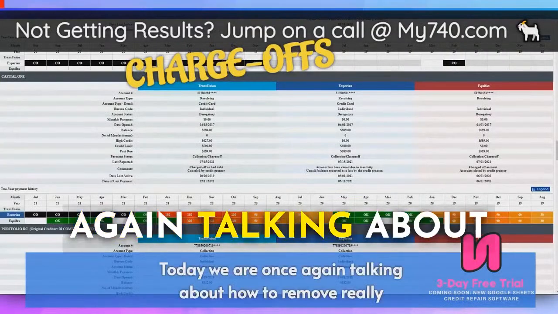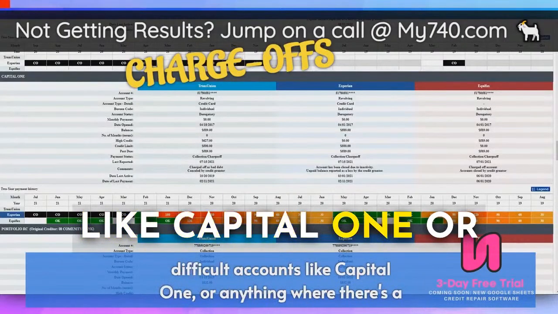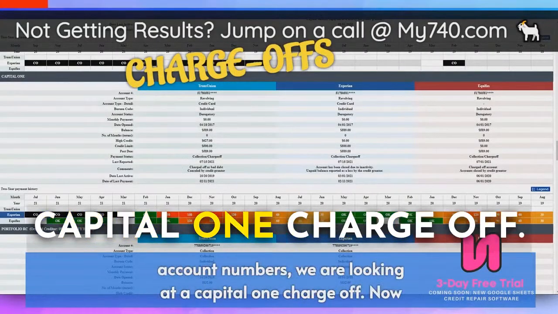Today, we are once again talking about how to remove really difficult accounts like Capital One or anything where there's a bank involved. We are looking at a Capital One charge off.